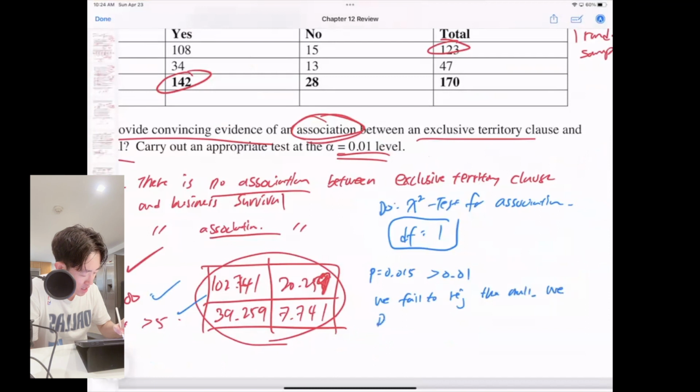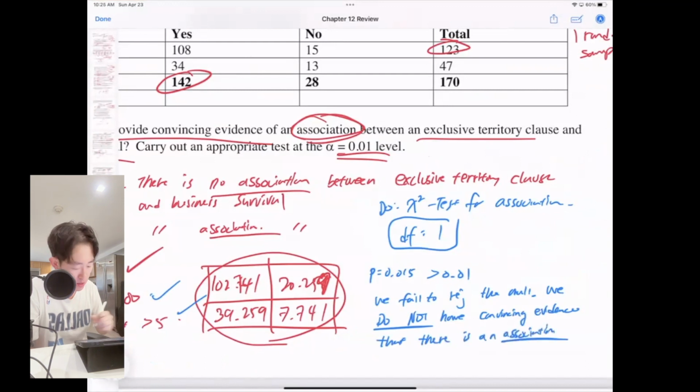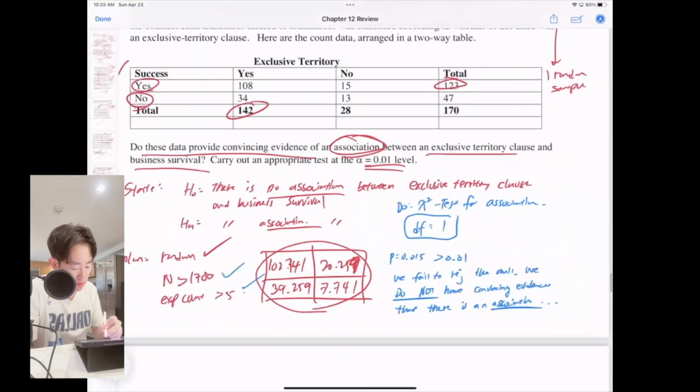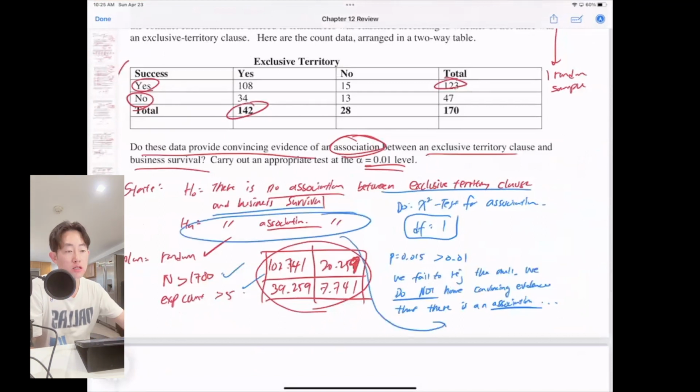We do not have convincing evidence that there is an association between the exclusive territory clause and the business survival. You're just going to copy and paste the alternative hypothesis right there, and just to save time, I'm going to leave that for you guys to do.